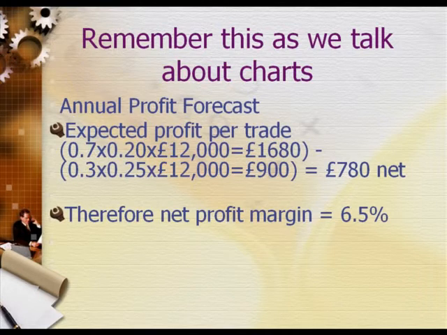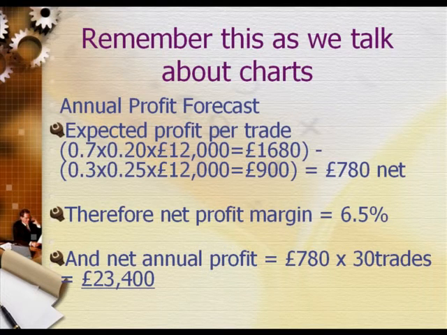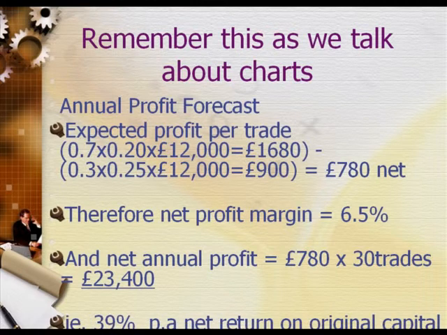What else is important is, what's your net annual profit? Well, it's 780 times the number of trades you can expect to make in a year. If it's 30 trades, that's £23,400, which means a 39% per annum net return on your original capital. Remember what your original capital amount was? We said 60,000. So it's 39% per annum. That's if all these figures work out.